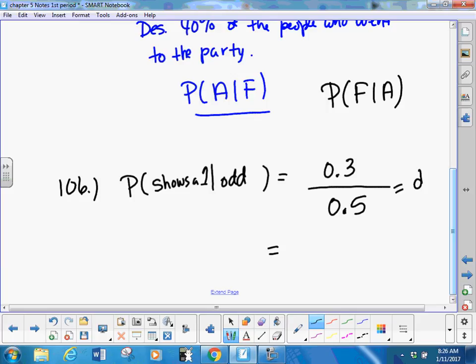And the formula was the probability of a 1 and odd over the probability of just odd, if you wanted to look at it formula-wise.